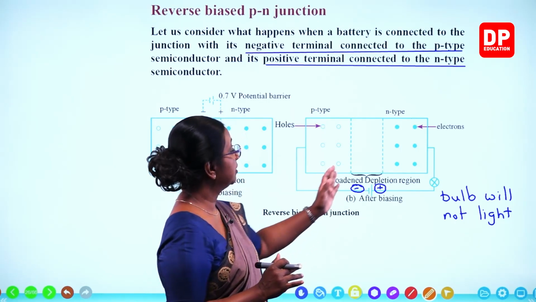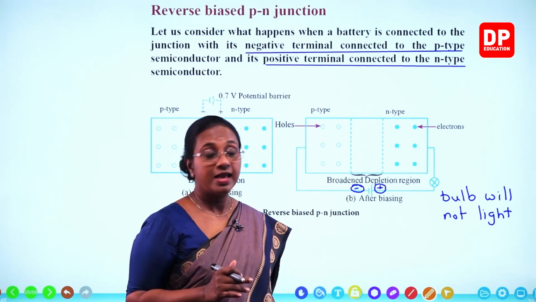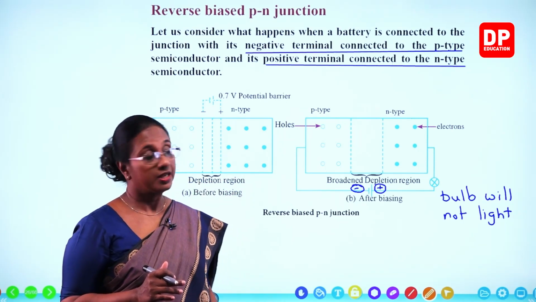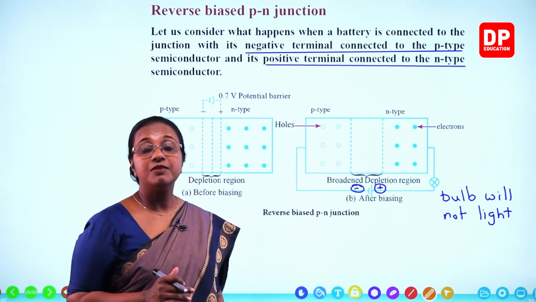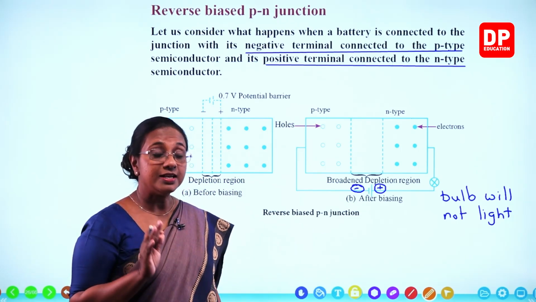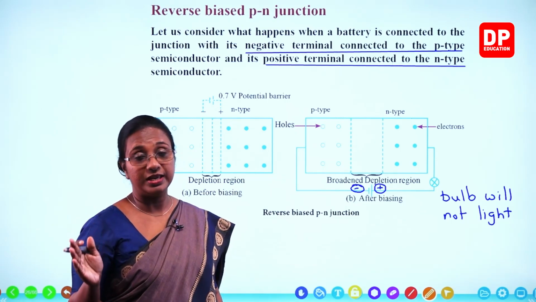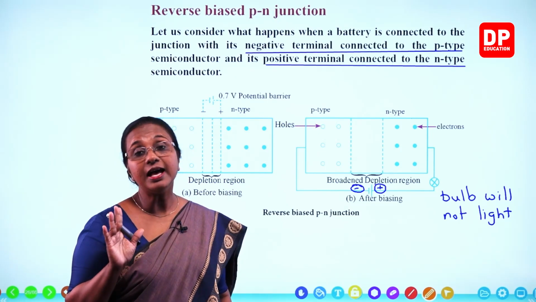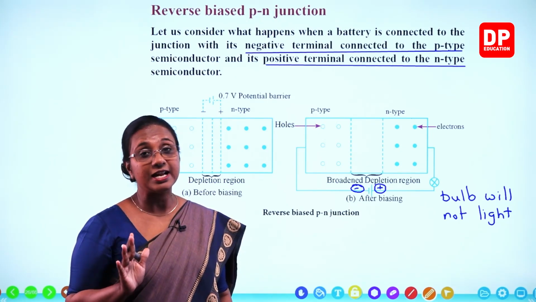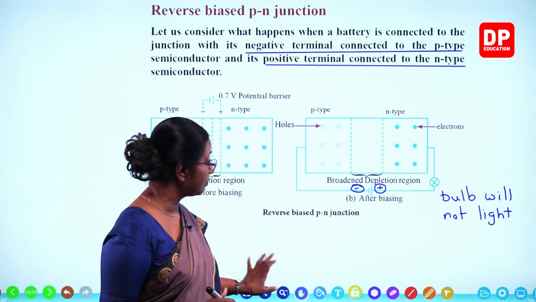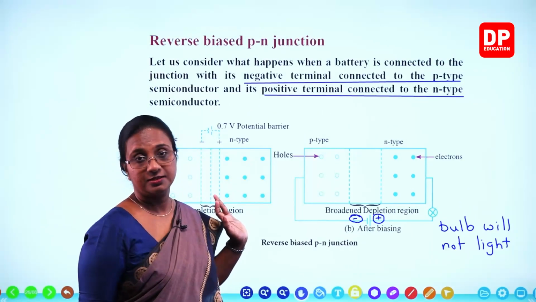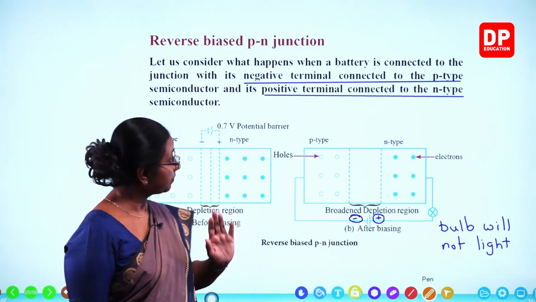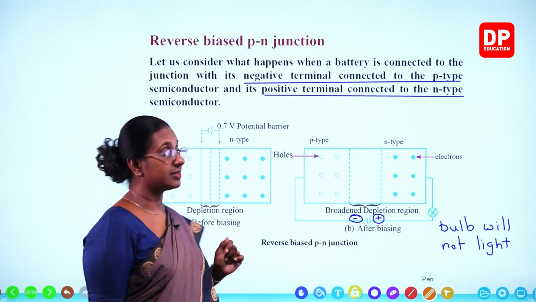Because of that, the potential barrier increases and that prevents the flow of current across the PN junction, and that is what we call a reverse biased PN junction. That does not allow current to flow through it. Therefore, the bulb does not light. You saw that during the activity. So, I am sure you all can understand what happens when we reverse bias a PN junction. With that, I'll move on to the next slide.